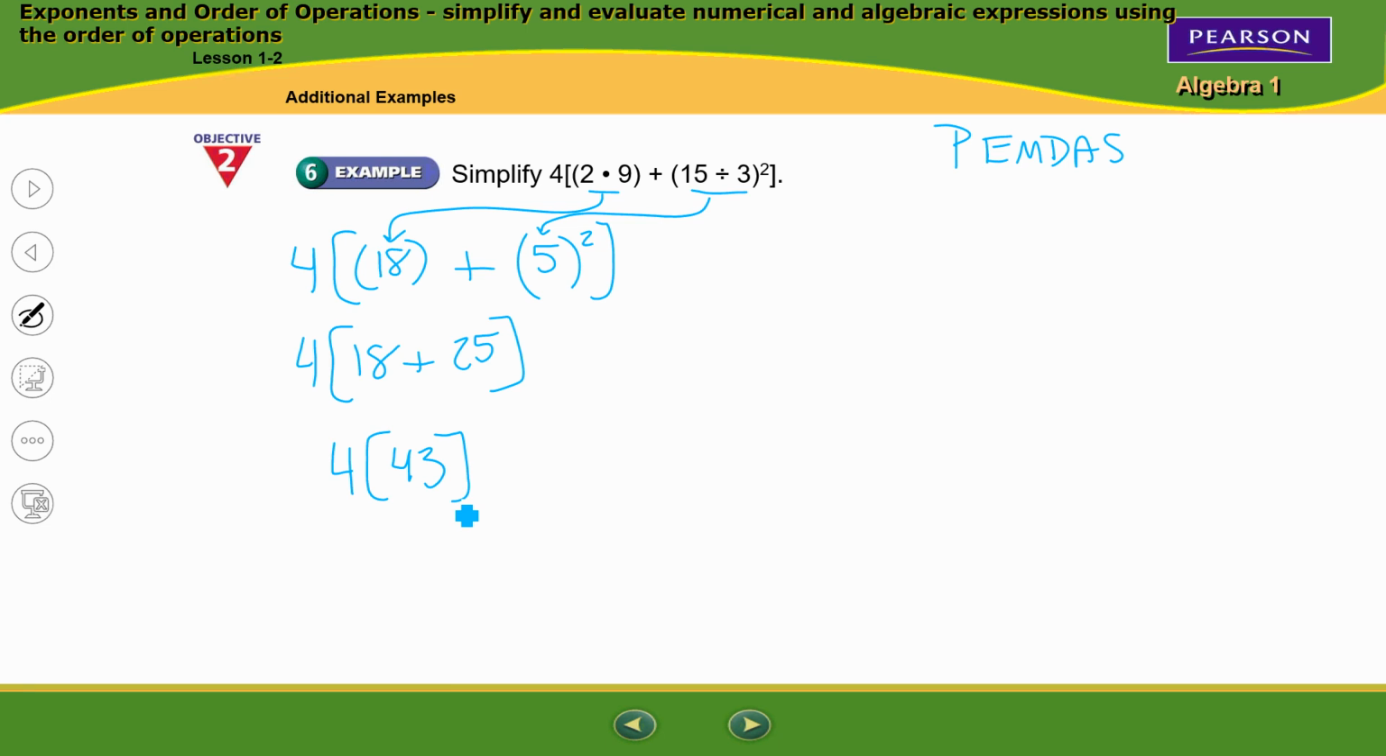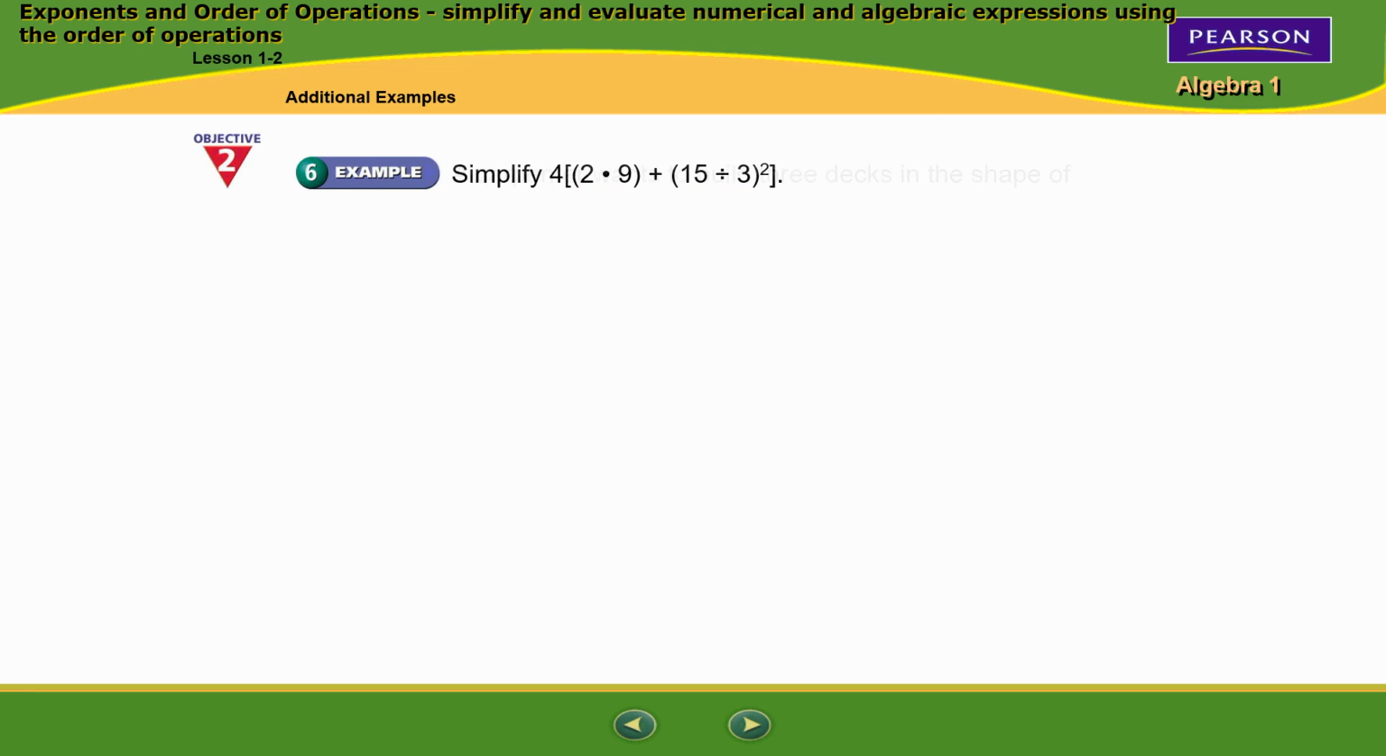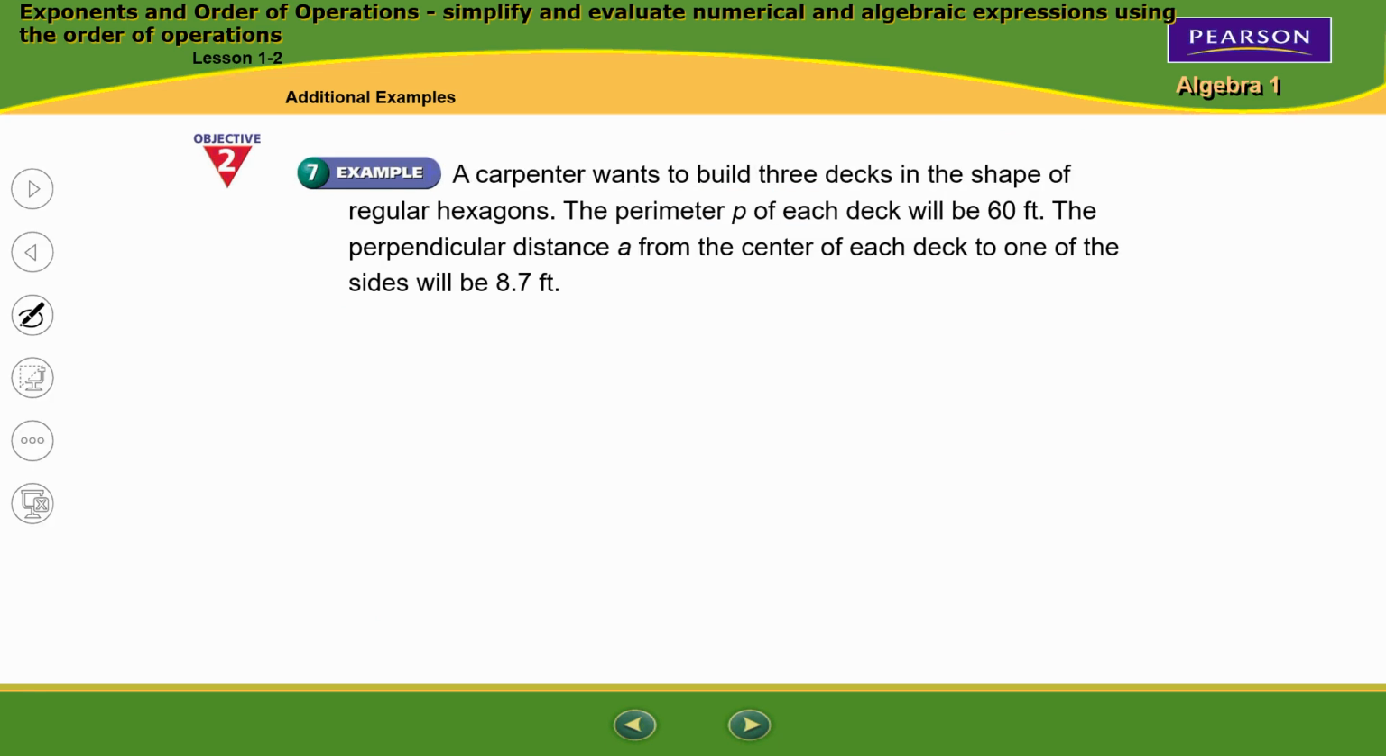Final step, multiplication, parentheses and brackets work the same. 4 times 43, 4 times 40 is 160, 4 times 3 is 12, 172. Lovely indeed. I tell you, this is a long video, y'all. I'm getting a little winded up here.